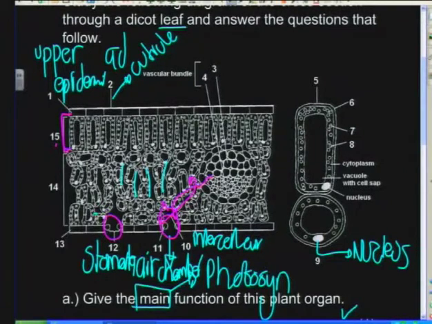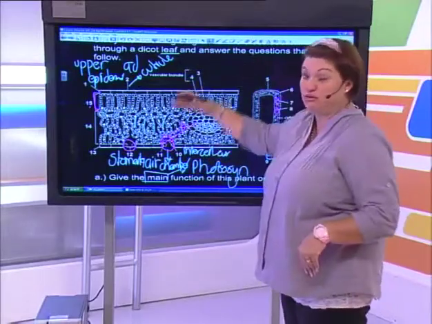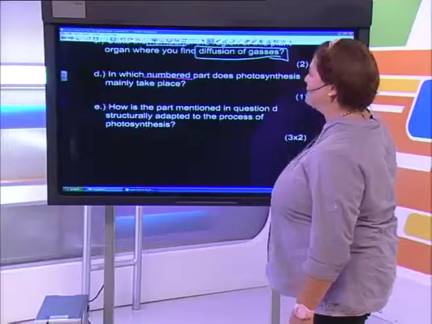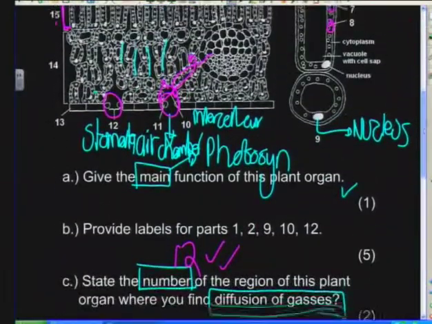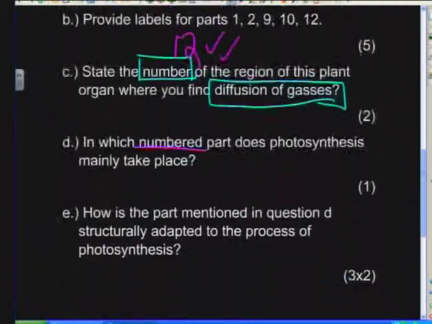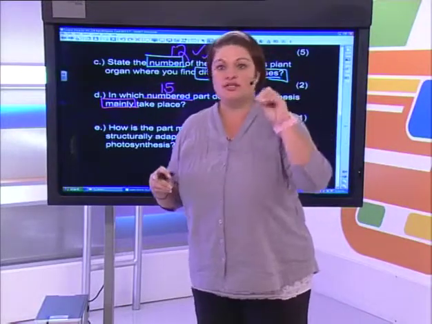But if we have a look over here, 7 and 8 are the chloroplasts. We now have a bit of a quandary, because 15 is the region and 7 and 8 are the chloroplasts. In which numbered part does photosynthesis mainly take place? We're going to go with number 15, because that's the part, the palisade. Note the word mainly. That's why we know it is not the spongy mesophyll, even though photosynthesis does take place there, just not mainly.